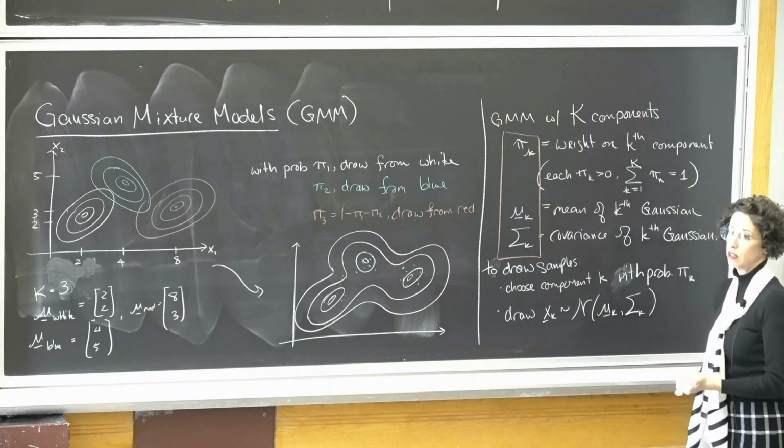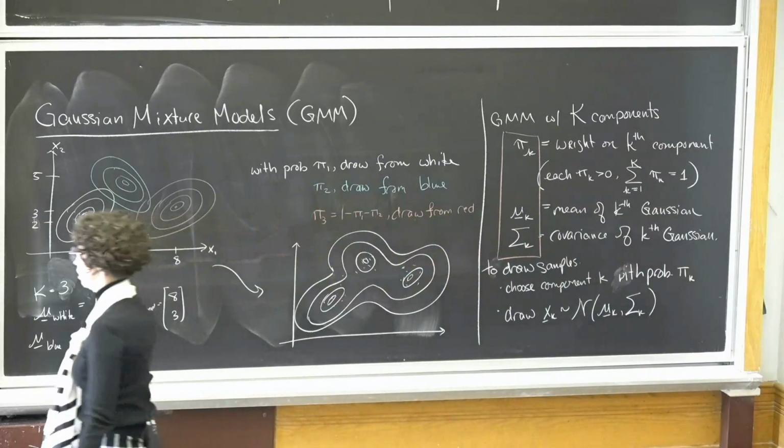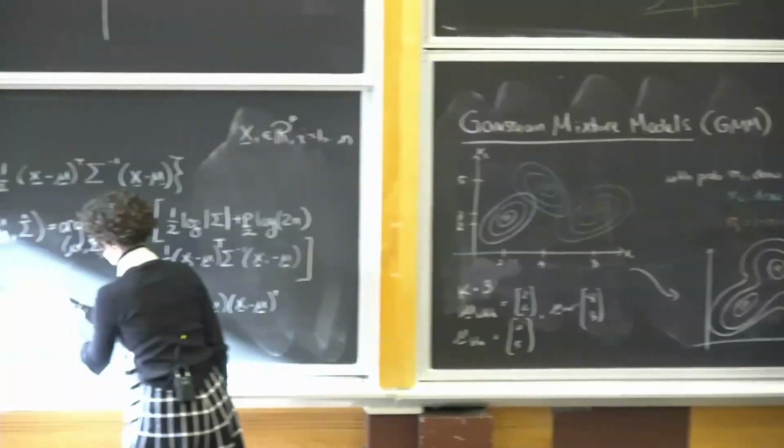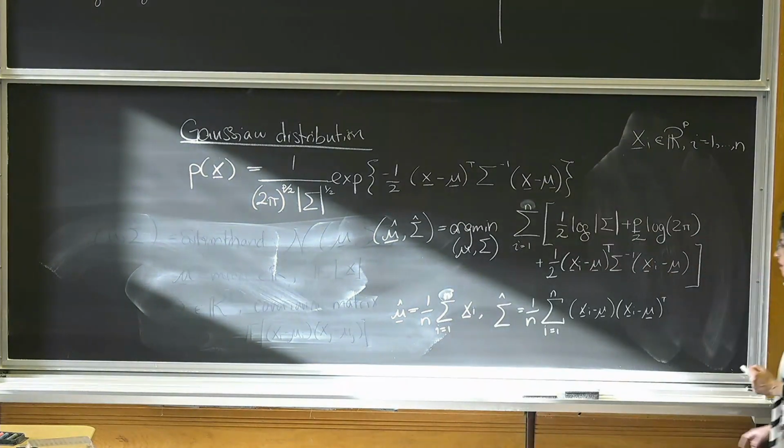For the mu hat on the middle board, should that be the sum of n multiplied? Oh, this one too. Yeah, I'm sorry. I'm just really brain dead today. Yes, thank you very much.